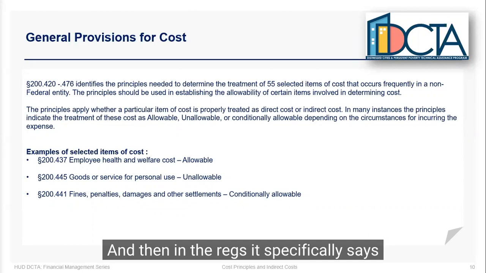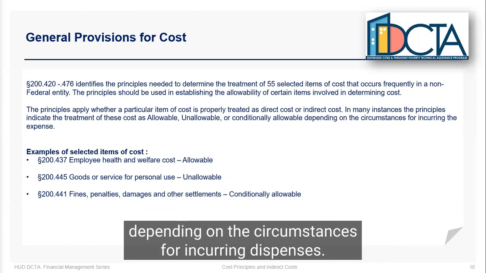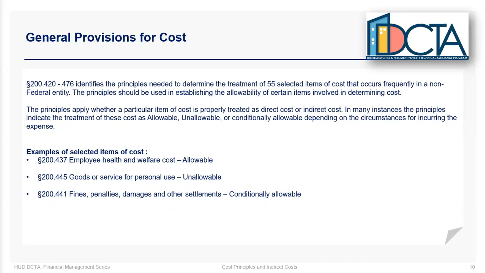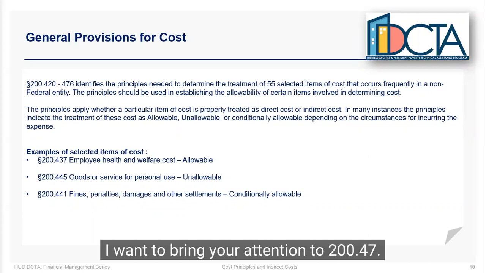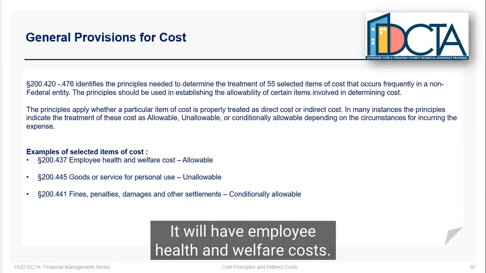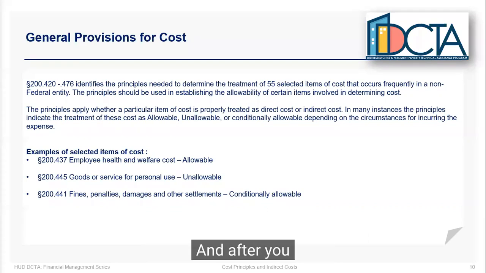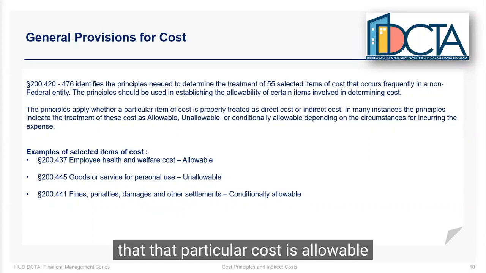And then in the regs, it specifically says whether these costs are allowable, unallowable, or conditionally allowable, depending on the circumstances for incurring the expenses. Now, some examples of these types of costs that are in the regs I want to bring your attention to: 200.437. If you go into the regs, look for these criteria, 200.437, it will have employee health and welfare costs. And after you read that document, you can see specifically that it says that that particular cost is allowable.